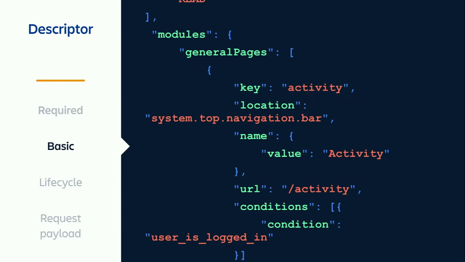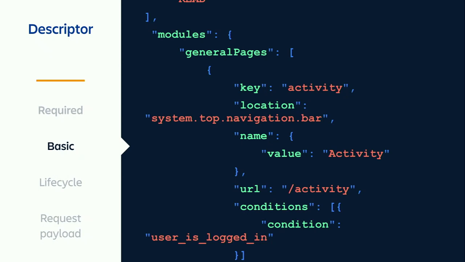Now, modules. This is where we're going to start extending the Atlassian product. In this case, we're just defining a general page, which is basically a link within the product that we can do whatever we want with. Here we have an object being set up. We have a key, and this key for the module needs to be unique to the descriptor. If we have more than one general page, which is possible, as you can see we're using an array of objects here, so we can have multiple general pages if we wanted to. So the key needs to be unique to the descriptor.